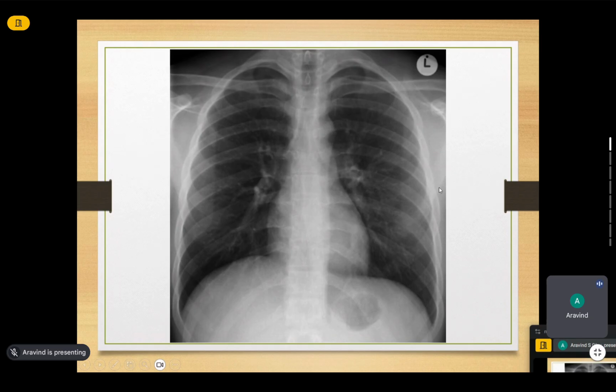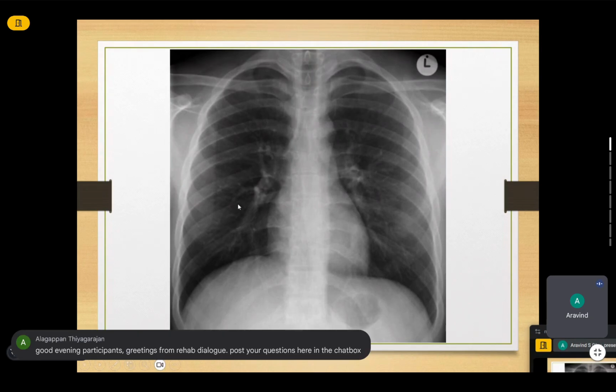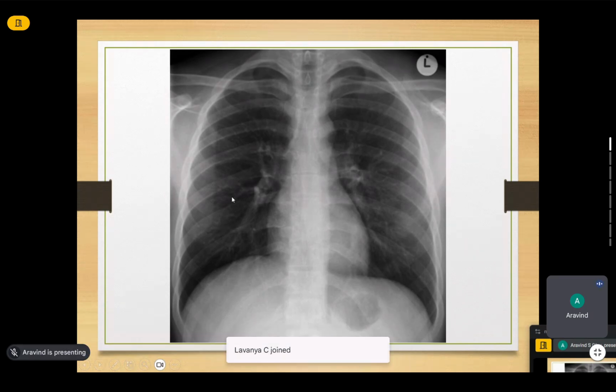So to ensure whether the image is taken in proper inspiration, you have to check these things: at least five to six ribs. It is not fifth or sixth rib, it is five to six. When you count the ribs, you must be able to count at least five to six ribs, and the lung apices must be visible, and the costophrenic angle must be visible. So this ensures that the image has been taken in proper inspiration.